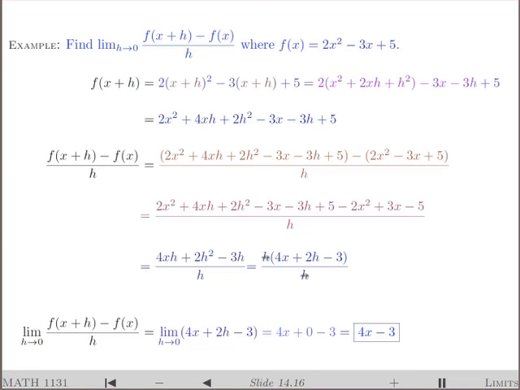This concludes our brief look at finding limits of difference quotients. We'll come back to this topic in chapter 11.